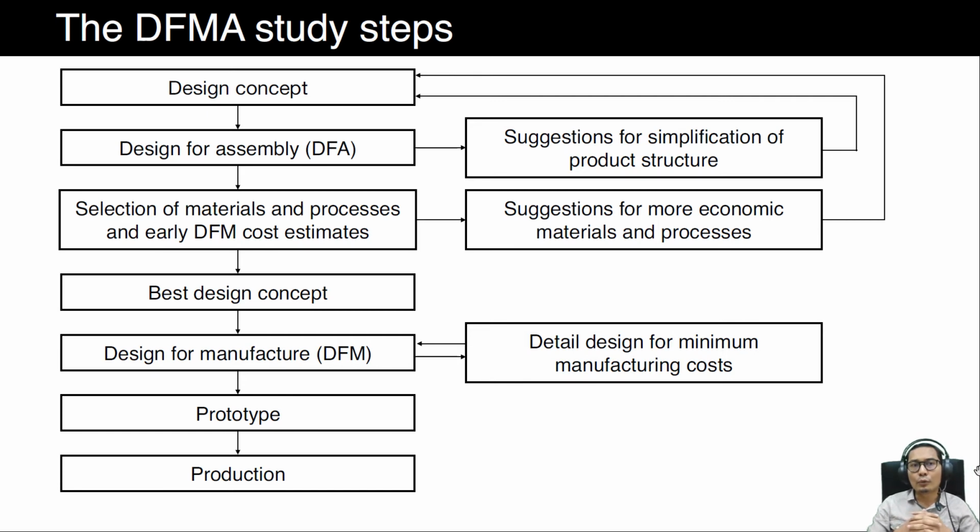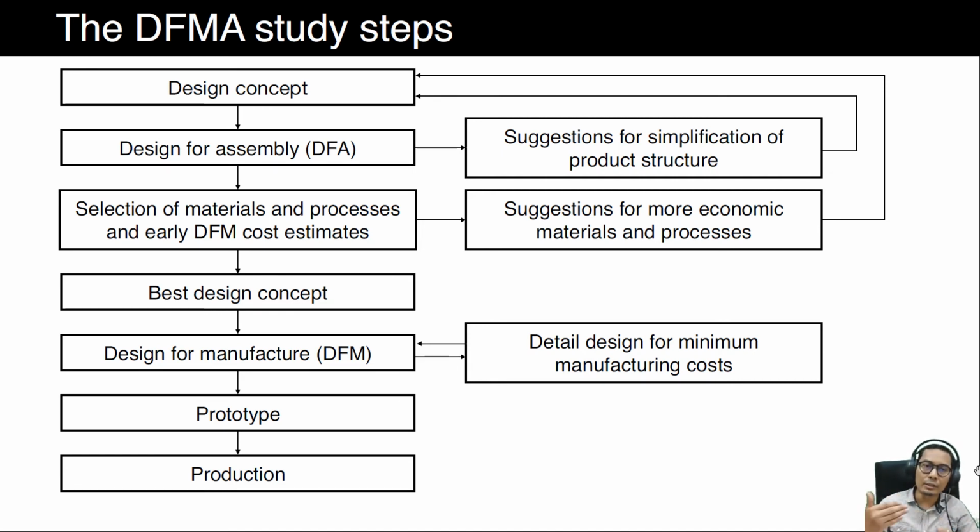This is the flow of doing the DFMA study steps. You will have a design concept in the beginning of the design process, and then you go for the design for assembly, which is DFA. During the process of doing the DFA, you will have suggestions for simplifications of the product structure. This can be done by discussions among the design team itself.